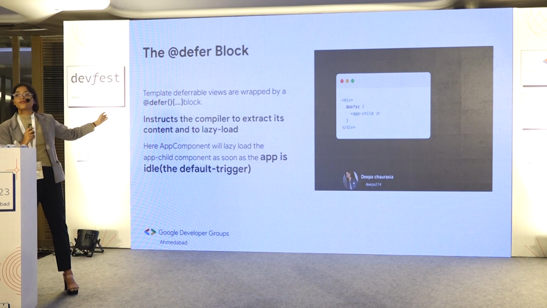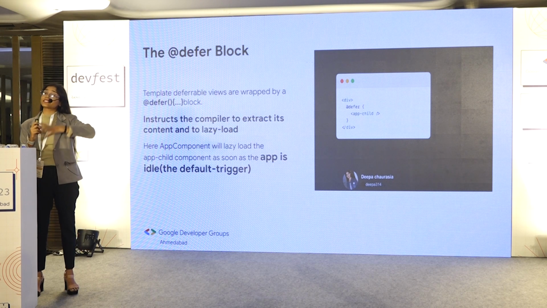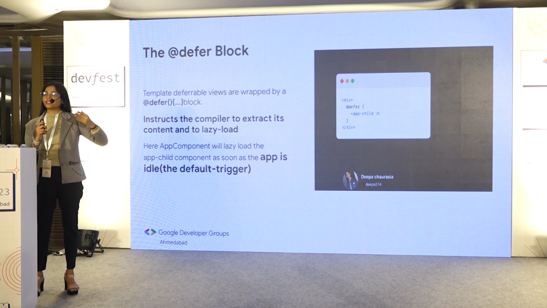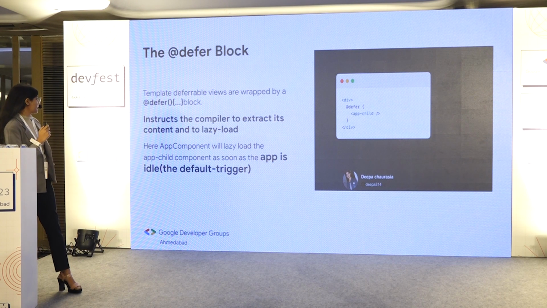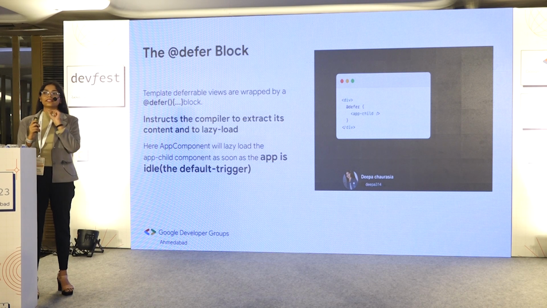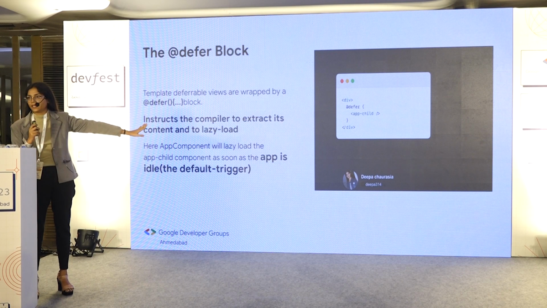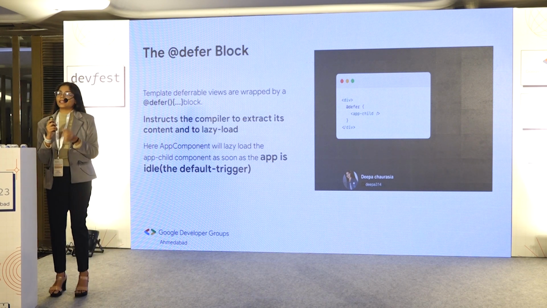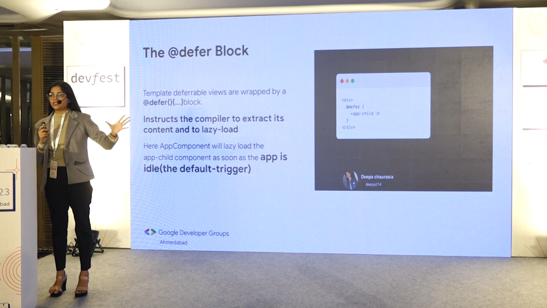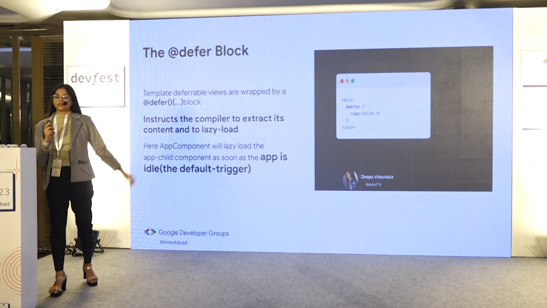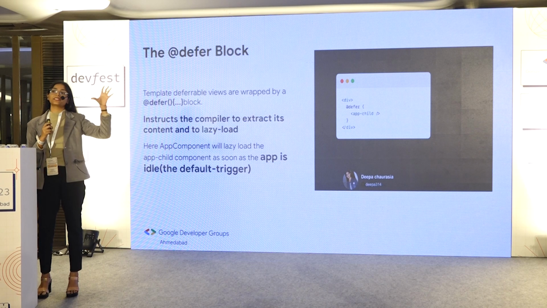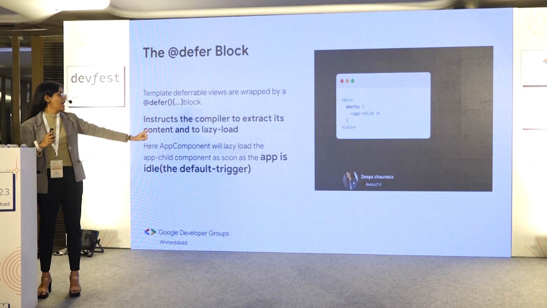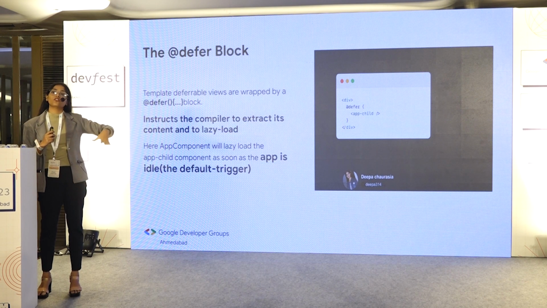So that's what I have written in the definition also, that it extracts the content and it will inform your compiler to extract it at a later point of time. And by default, the trigger which is going to be implemented here is on idle. So what the Angular team has done is bring so many triggers inside the deferred loading. So by default, if your app is idle, at that time, the on idle trigger will happen and your app child component will load automatically.